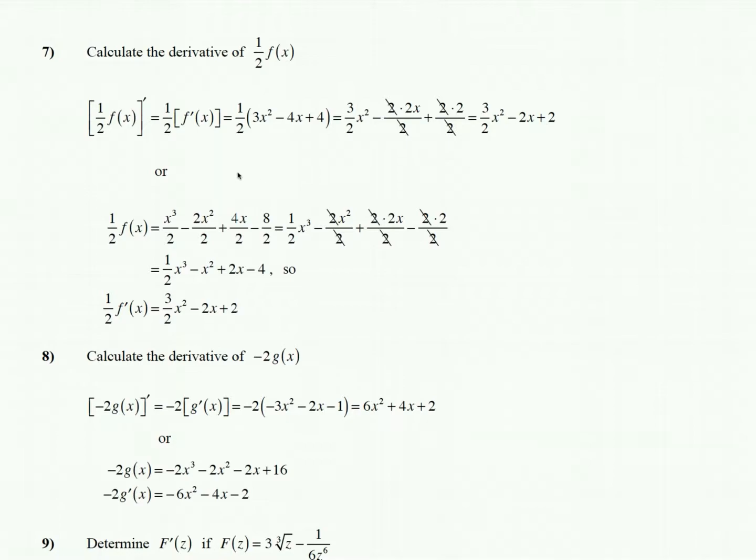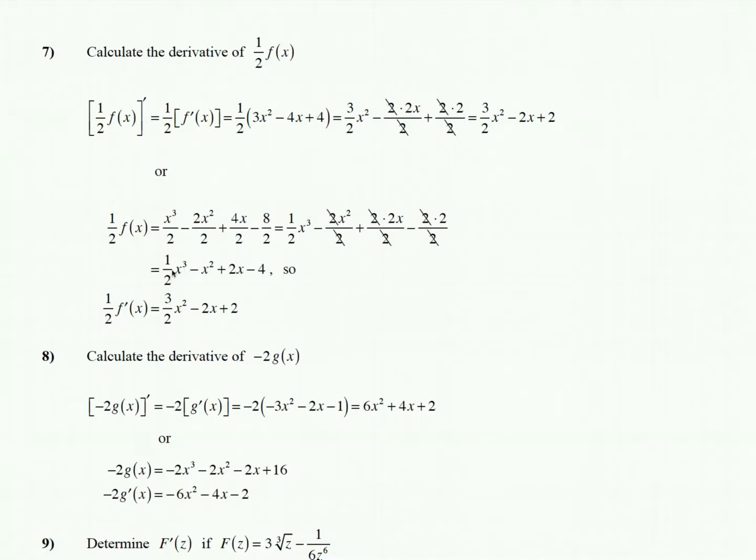The other way we can calculate this derivative is to multiply 1/2 times the function first, which will give us 1/2 x cubed minus x squared plus 2x minus 4, and that is shown here, that multiplication with this step where I have factored the numerator, that's shown here, and then we differentiate the function using the power rule.